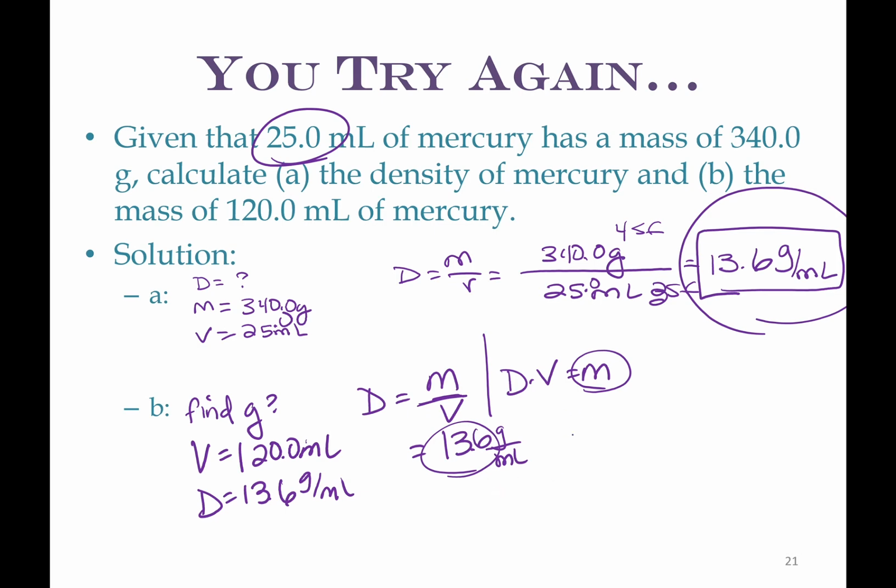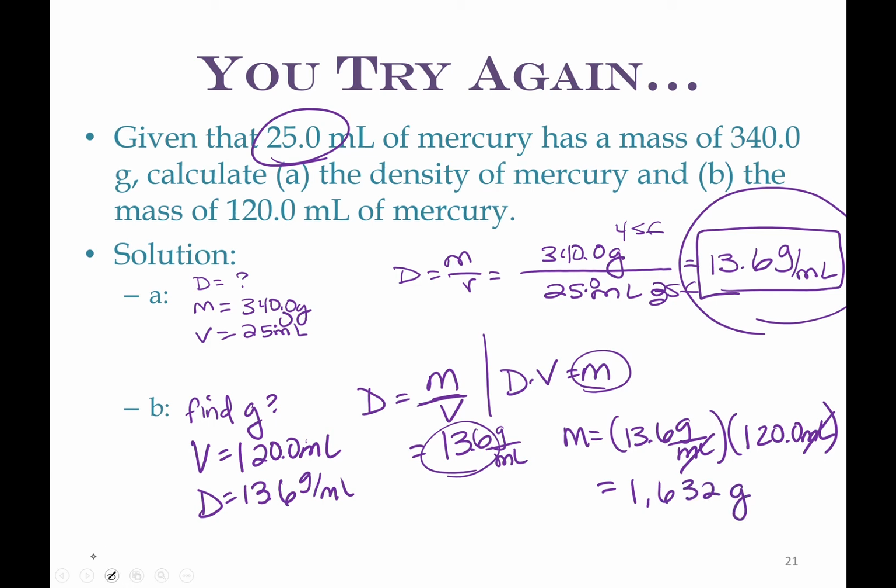So here we're going to have mass is equal to 13.6 grams per milliliter times 120 milliliters. The milliliters cancel. We're going to be left in grams, so that's good for a mass unit. So we take that into our handy dandy calculator and we get 1,632 grams.